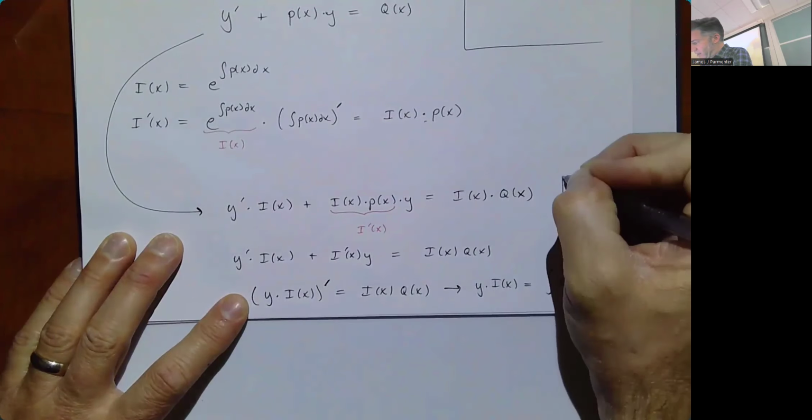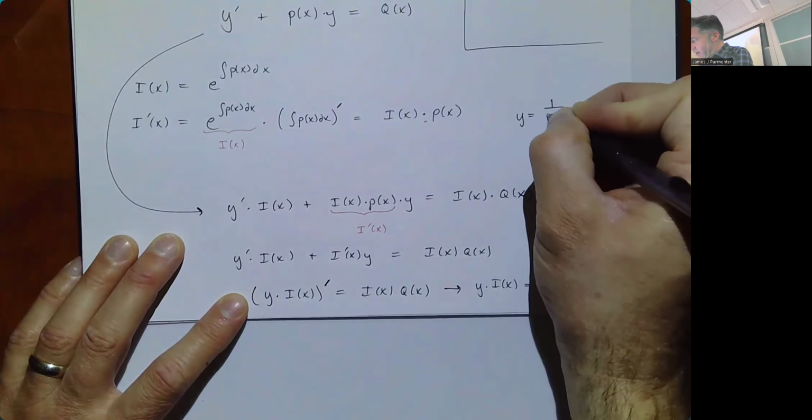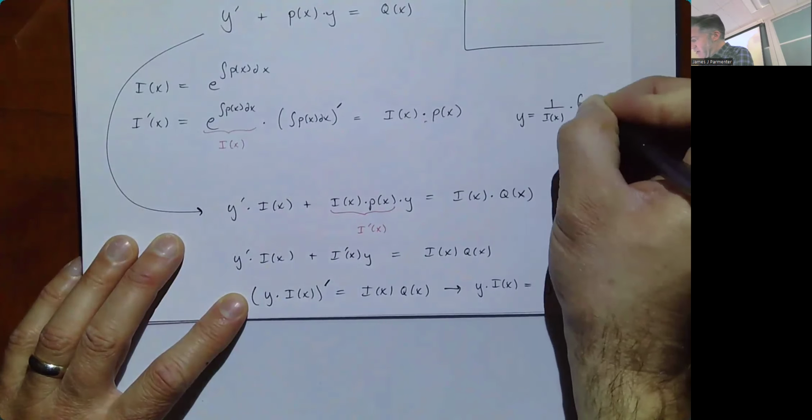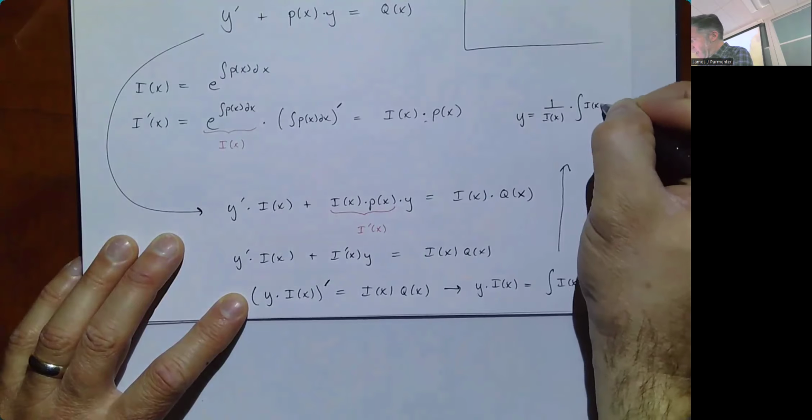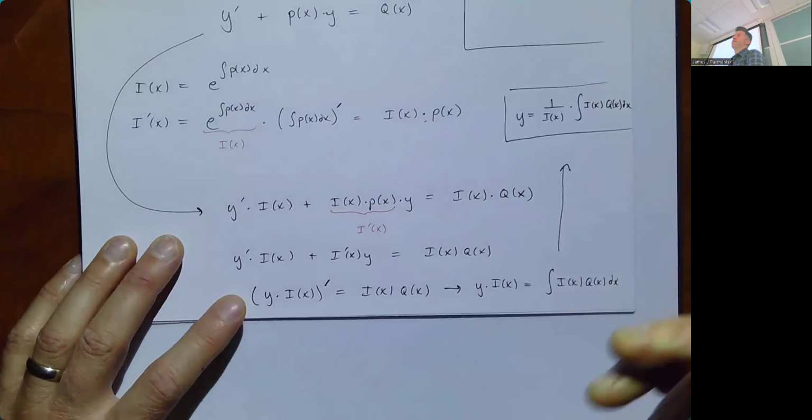So I'll write this up here, because I would like to keep this on the same page. We get y equal to 1 over the integrating factor times the integral of the integrating factor times the q of x function. And it always works that way.